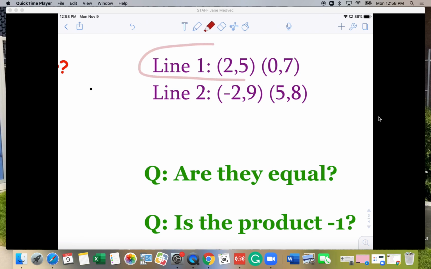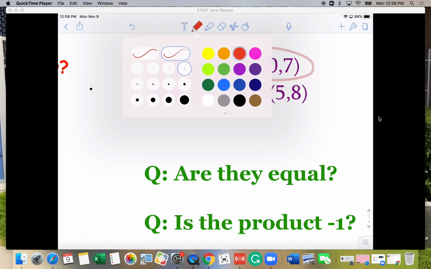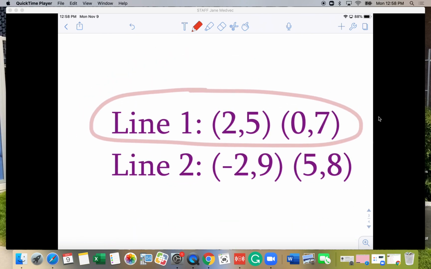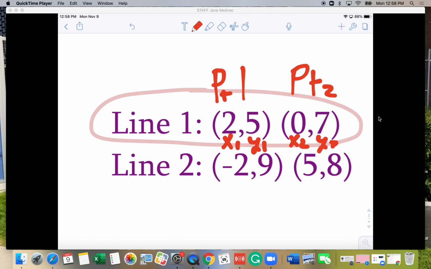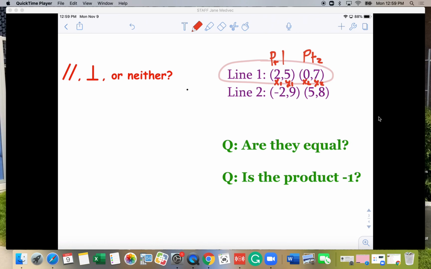I'm going to do line 1 first, and so I'll do it in red. I'm going to take this as point 1. Take this as point 2. This is x1, y1, x2, y2. And remember that formula was m equals y2 minus y1 over x2 minus x1. Notice they didn't give me a graph. If you were doing an ACT, you wouldn't want to sit there and graph this thing. You're going to actually want to use this formula. It goes a lot quicker than graphing, and sometimes graphing isn't a good visual.